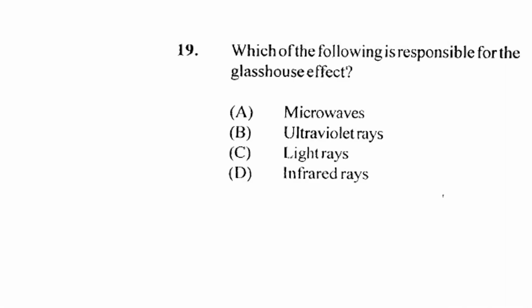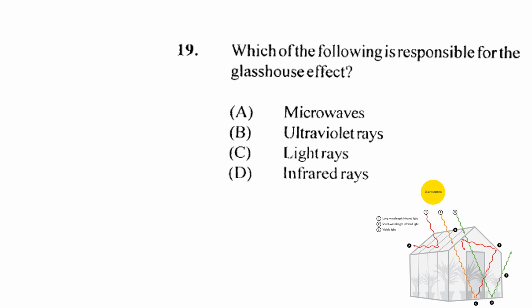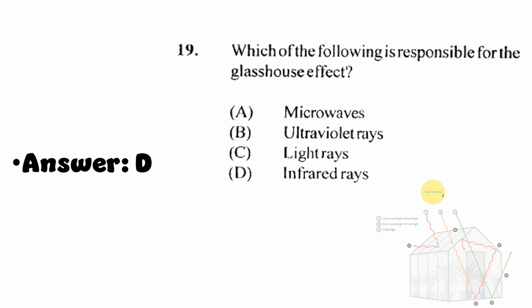Which of the following is responsible for the greenhouse effect, aka the global warming effect? Well, out of all of the different electromagnetic waves, the one that is responsible for that is infrared rays. Alright, option D is the answer.